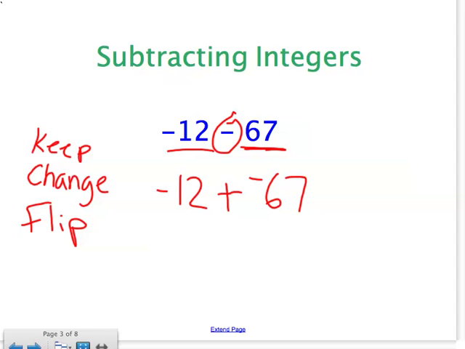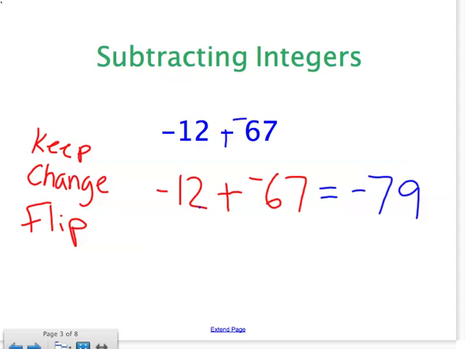Okay? Now, there's another way you can think about it too if you don't like the keep, change, flip. You can also just think about any time you have a minus sign, just change it to a plus and negative. Okay? That does the same thing. Both ways we're getting negative 12 plus negative 67. So that's how we change it to an addition problem. And once we have our addition problem, we're doing it the same way we did in the last video. They're both negative, so we know it's just going to be a bigger negative army. And they're going to combine, so 12 plus 67 is 79. So we had an army of negative 12 and an army of negative 67. Altogether, it's an army of negative 79.